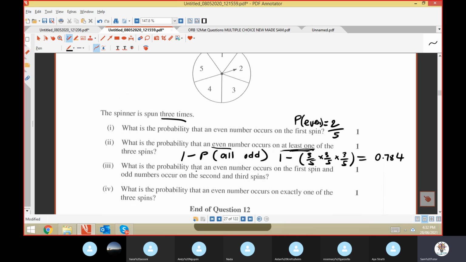Triple wide. What is the probability that an even number occurs on the first spin and an odd number occurs on the second and third spins? Very easy. First spin, 2 out of 5, and then odd in the second and third. So 3 out of 5 and 3 out of 5. 2 times 3 times 3, 18 out of 125. If that simplifies.